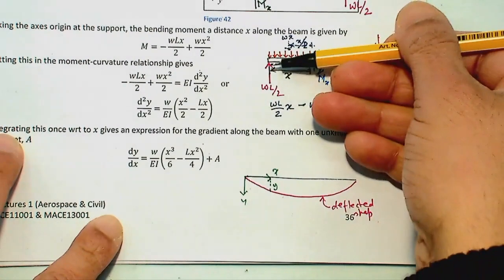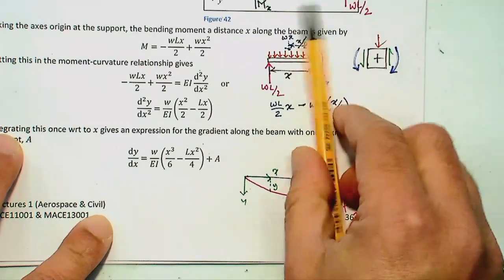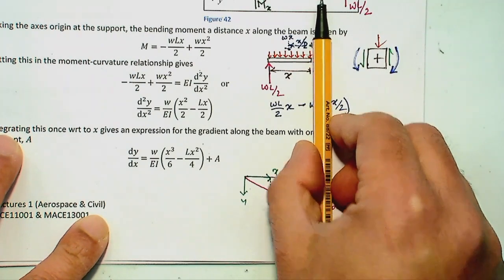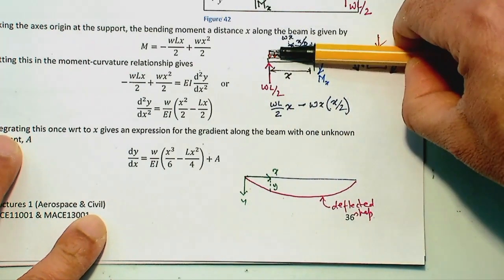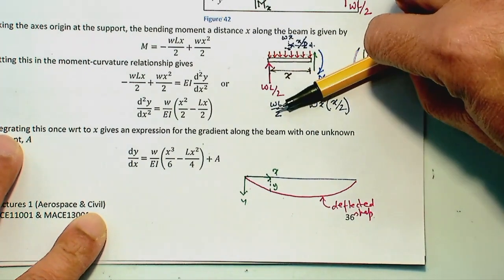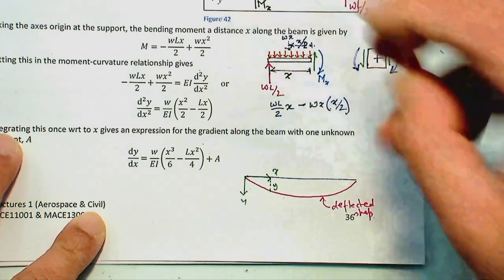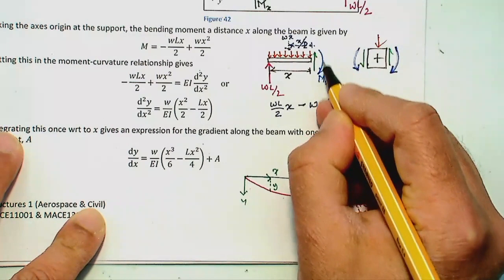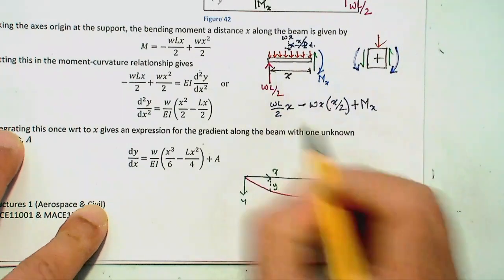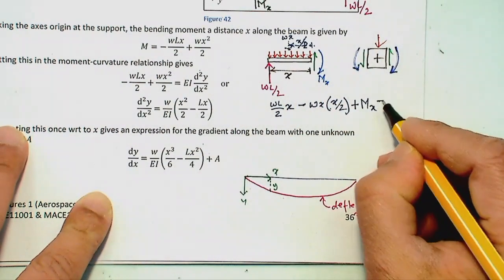The bending moment caused by this reaction force at the support is WL over 2 times x at this location. The bending moment caused by this train of load is minus Wx times x over 2, because that is causing an anti-clockwise moment. Is that okay? And then of course we have Mx, which is acting in the clockwise direction, so plus Mx. These three are the moment-producing forces at this location, so that would be equal to 0.